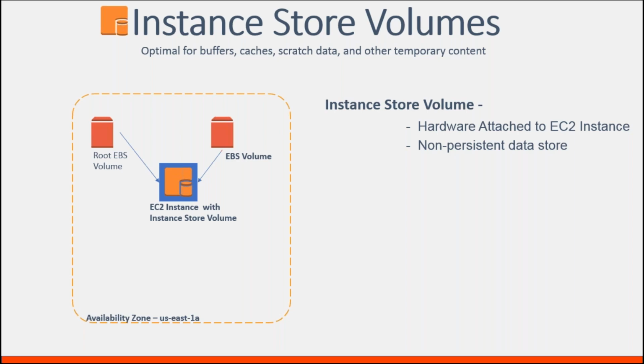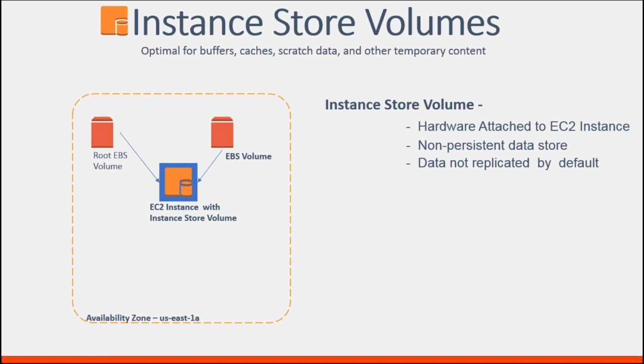But the data that you are storing into the EBS volume is the persistent data. Even though your server is stopped, terminated, rebooted, or you detach the EBS volume from your server, in all these scenarios your data will still be safe in the EBS volume. But in the instance store volume, that is not the case. The data will not be persistent in the instance store volume, so that means the data is temporary. That is the main difference, guys.